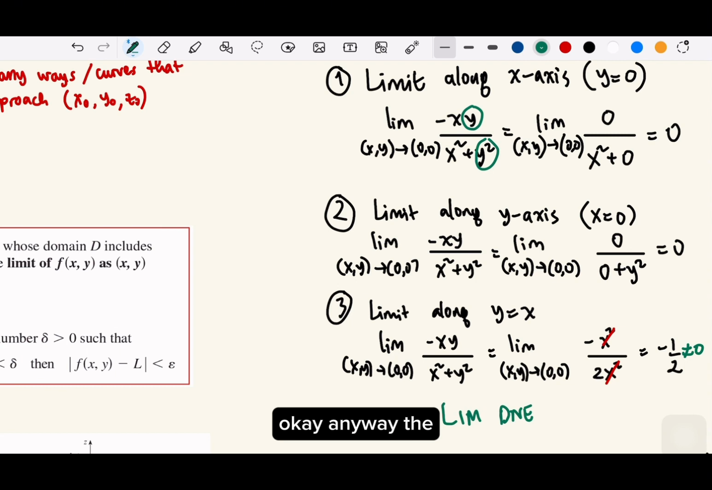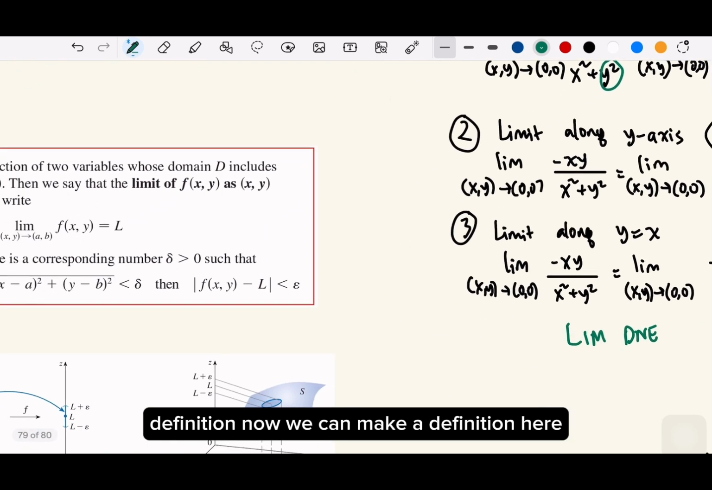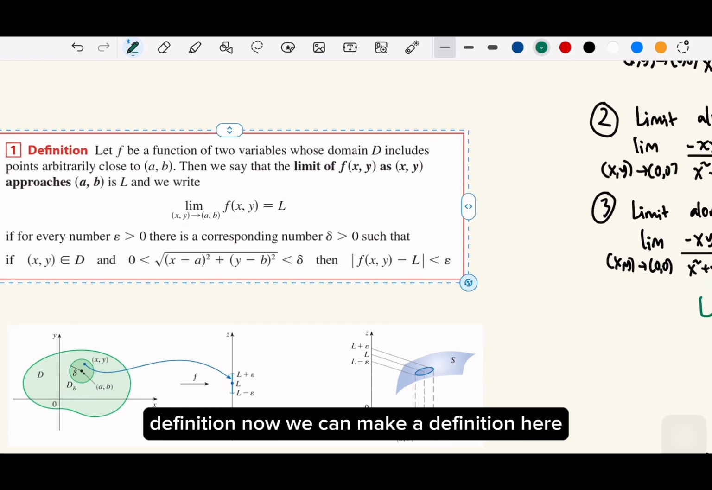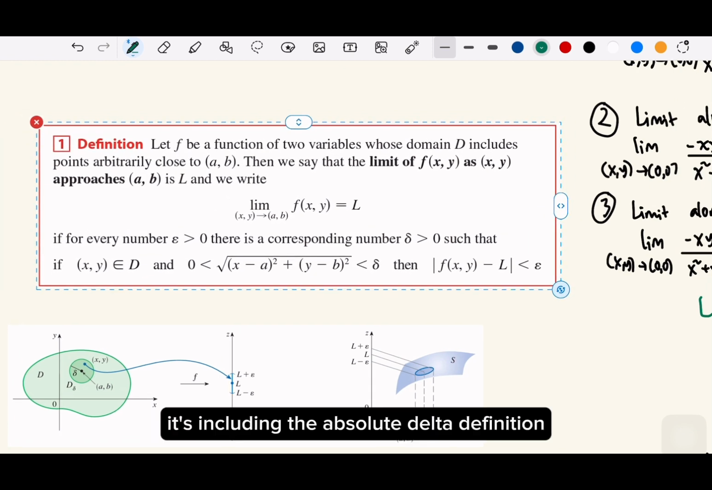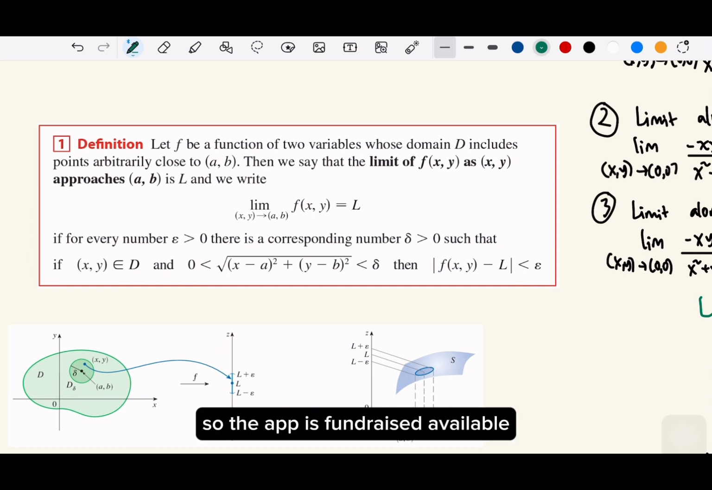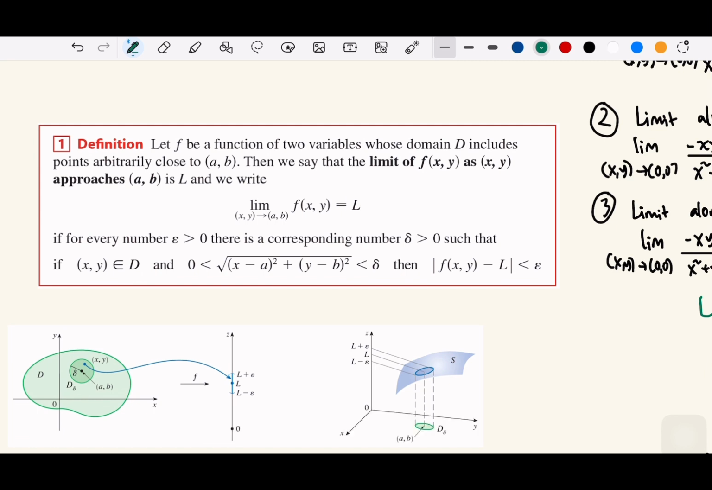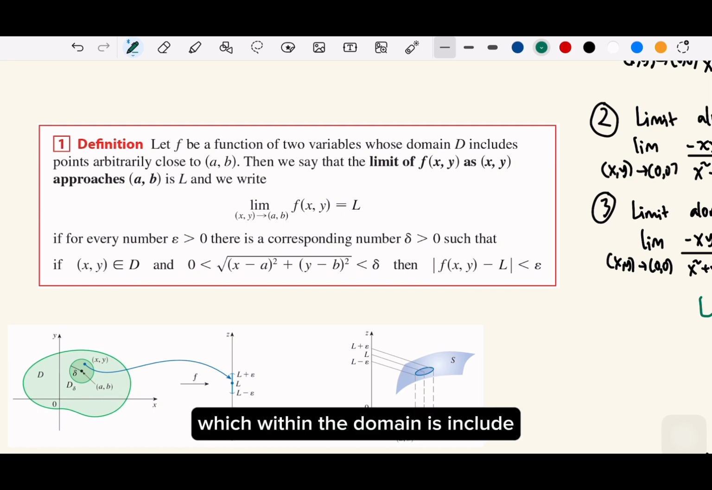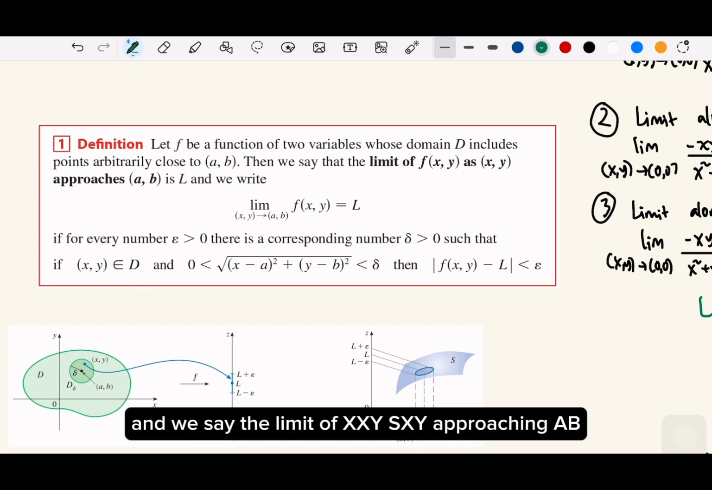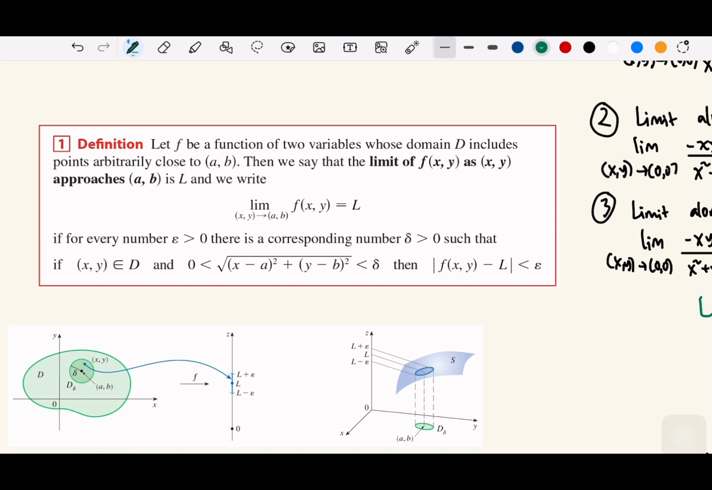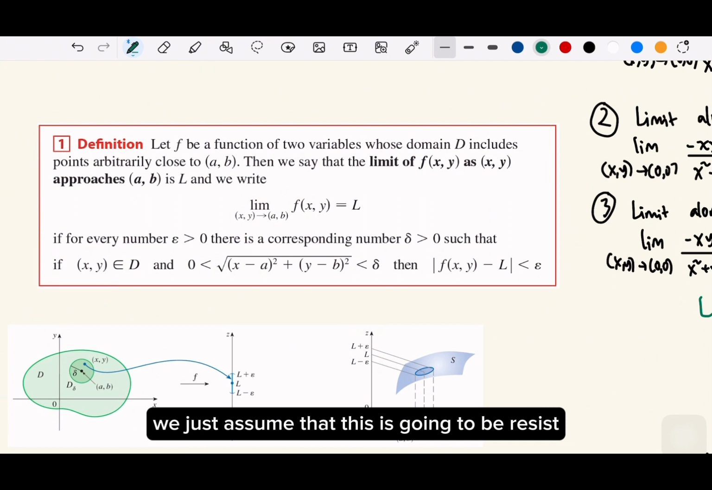Anyway, now we can make a definition here, including the epsilon-delta definition. So f is a function of two variables, whose domain includes points that are close to (a, b). So (a, b) is the point we want to evaluate. We say the limit of f(x, y) as (x, y) approaches (a, b) is equal to L, which assumes that the limit exists.